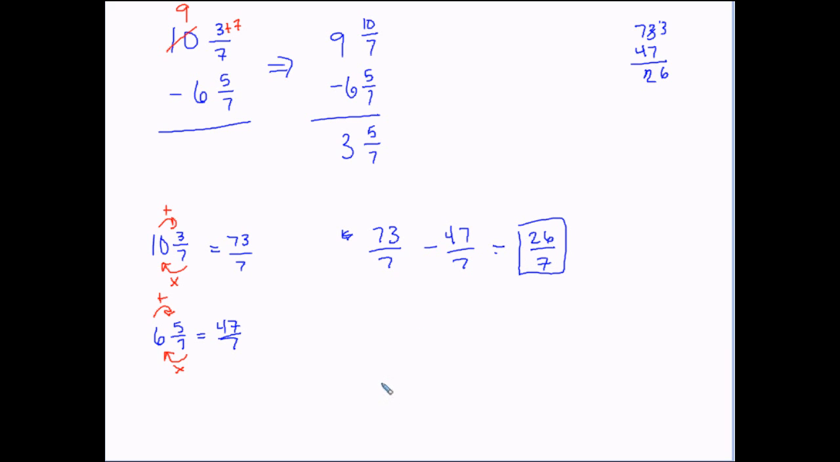So for improper fractions, you don't have to worry about the borrowing. You just have to make sure you have a common denominator. With the mixed numbers, sometimes you'd have to borrow, and they're both the same answer. These are equivalent. So if you converted this, you'd have 7 times 3 is 21 plus 5 is 26. They're the same. They just look different.